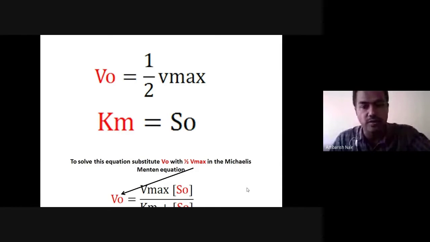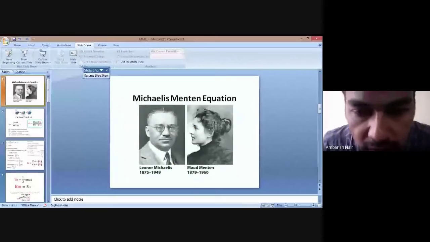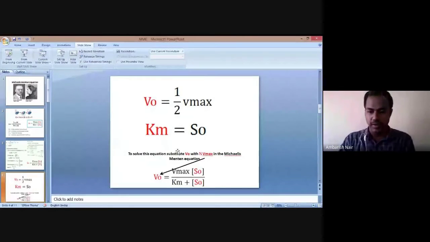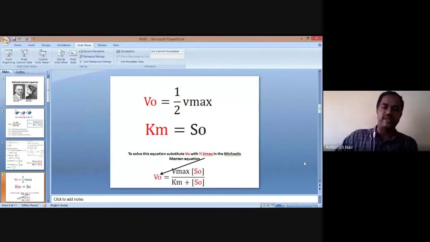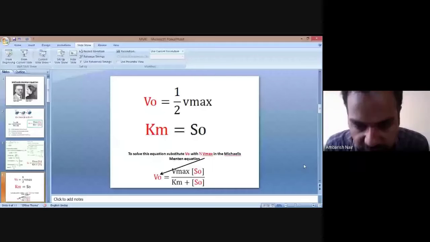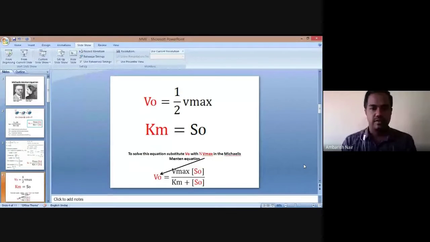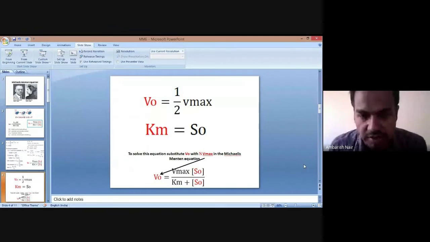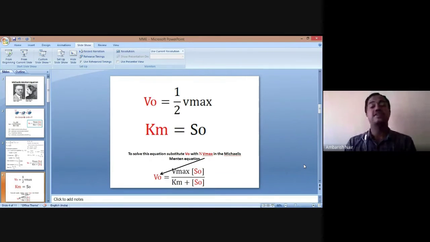If you have a doubt, you can unmute and ask. So take the slide, one pen and paper, and write this Michaelis-Menten equation: V naught is equal to V max into S naught divided by Km plus S naught. Then write V naught is equal to half V max and substitute V naught with half V max in the Michaelis-Menten equation. Then solve and show me how Km will become the substrate concentration when the velocity of reaction is half V max.